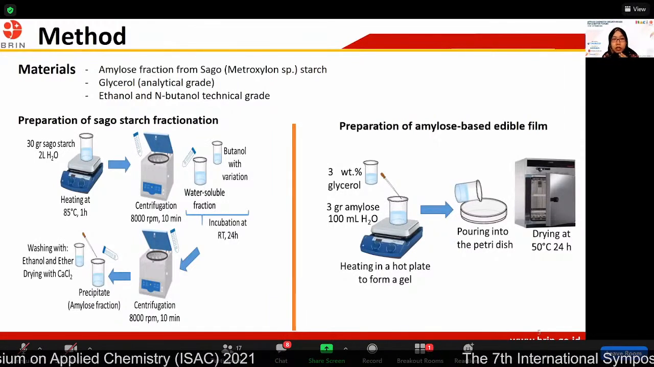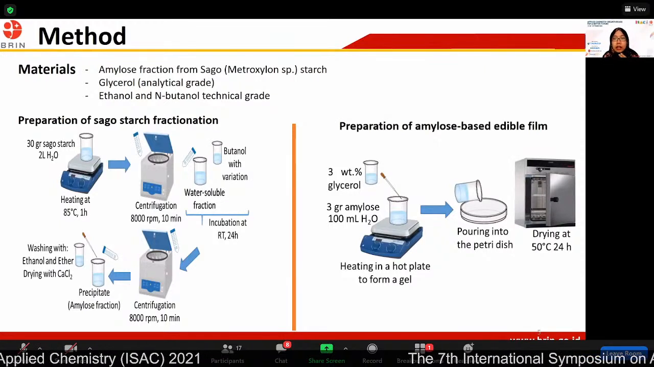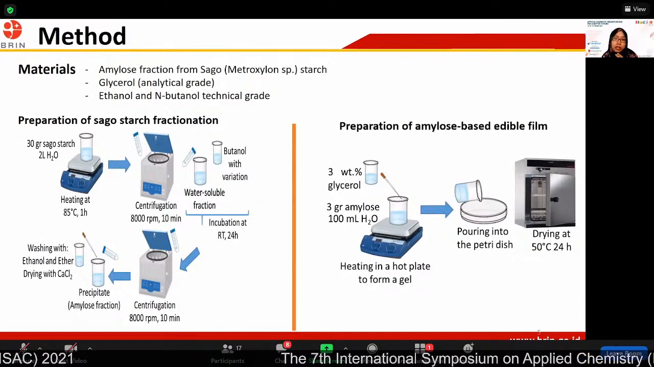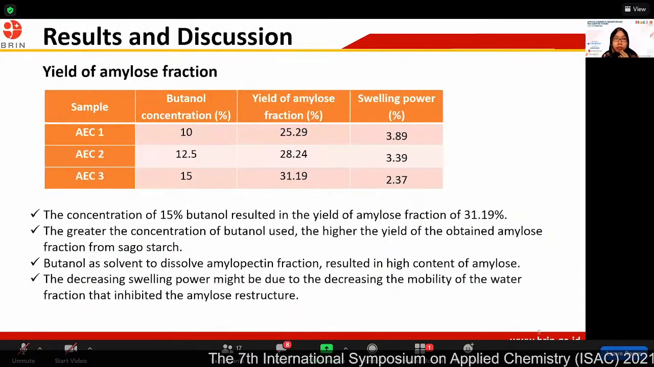The last step is washing with ethanol and ether, and then drying with calcium chloride. After that, we get the amylose fraction samples. And after that, we did the preparation of amylose-based edible films, in which the amylose in aqueous solution is added with glycerol and then heated on a hot plate to form a gel. The gel itself is poured into a petri dish and dried at 50 degrees Celsius for 24 hours.